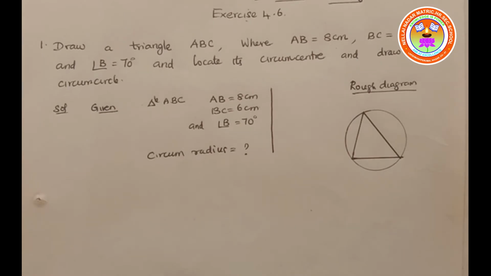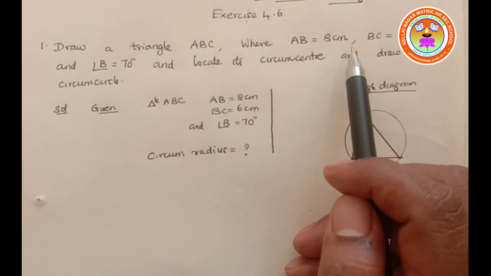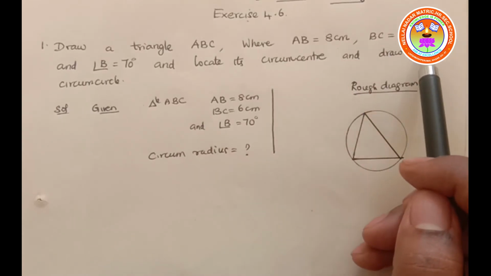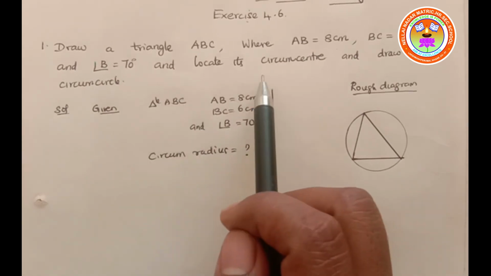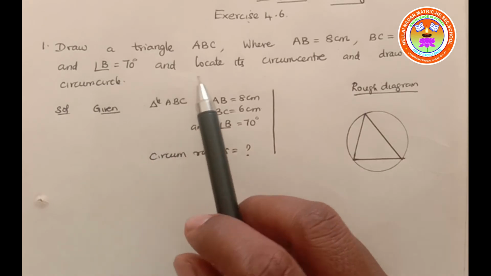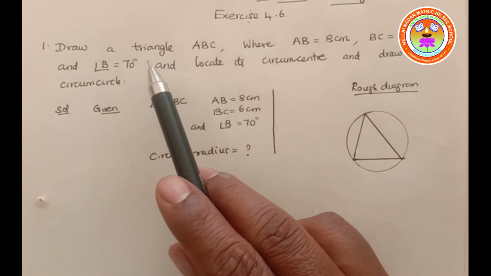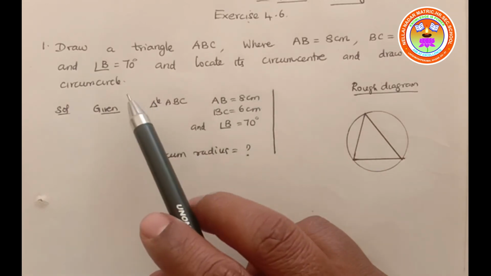You are going to see 9th Maths Chapter 4 Geometry, new exercise 4.6. First question. Draw a triangle ABC where AB equal to 8 cm, BC equal to 6 cm and angle B equal to 70 degree, and locate its circumcenter and draw the circumcircle. It's clear, children? What is given? You are going to construct a circumcenter and draw the circumcircle.